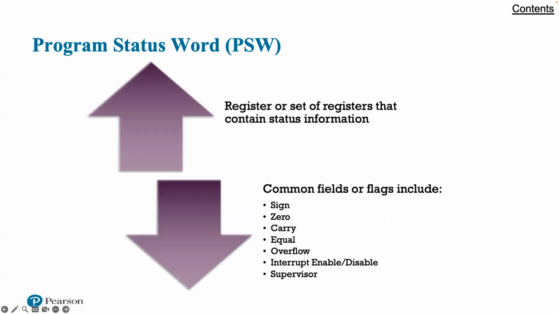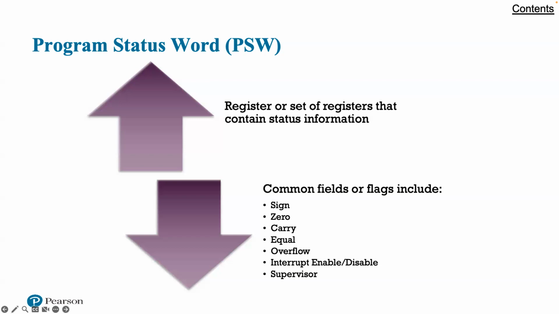Many processor designs include a register or set of registers, often known as the program status word or PSW, that contains status information. The PSW typically contains condition codes plus other status information. Common fields or flags include the following. Sign contains the sign of the result of the last arithmetic operation. Zero is set when the result is 0. Carry is set when the operation results in a carry or borrow.